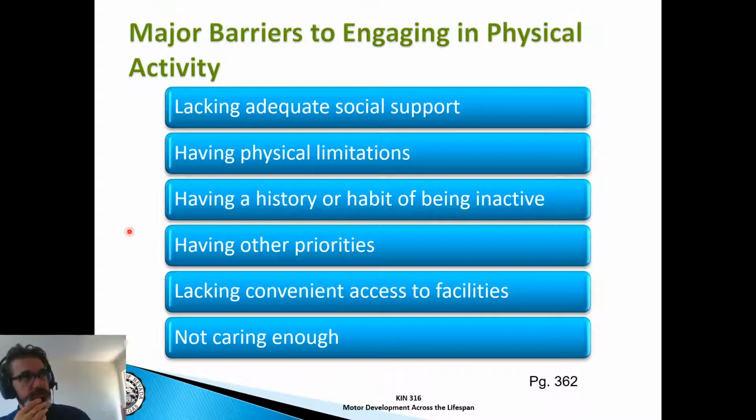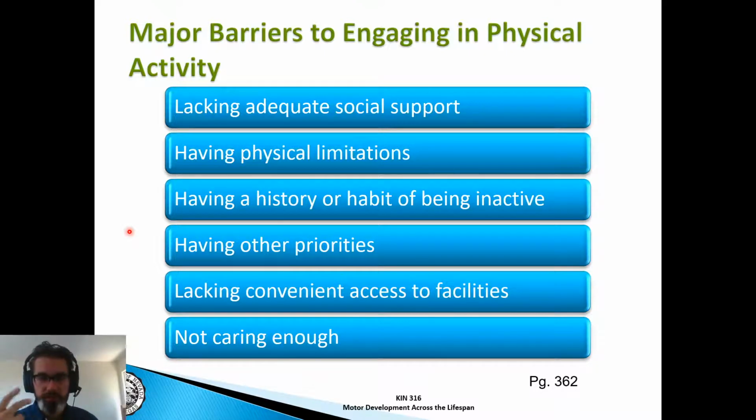So, major barriers to engaging in physical activity: lacking adequate social support. Being able to really participate in a group of older adults is very important, and it probably would also help with a lot of the emotional and affective disorders that we see in older adults. If they possess physical limitations, this is something that's very common among older adults. Having a history or habit of being inactive, it's kind of hard to now change behaviors after 65 years of being sedentary.